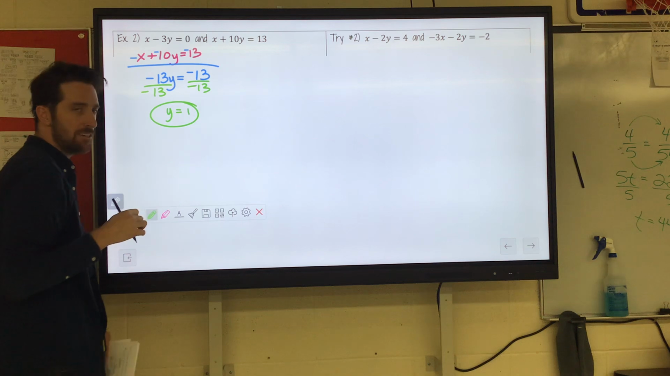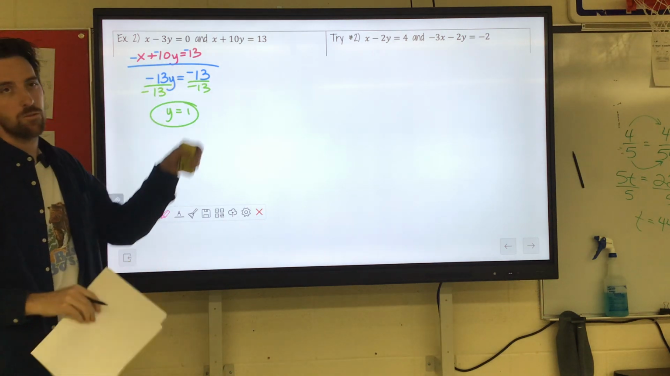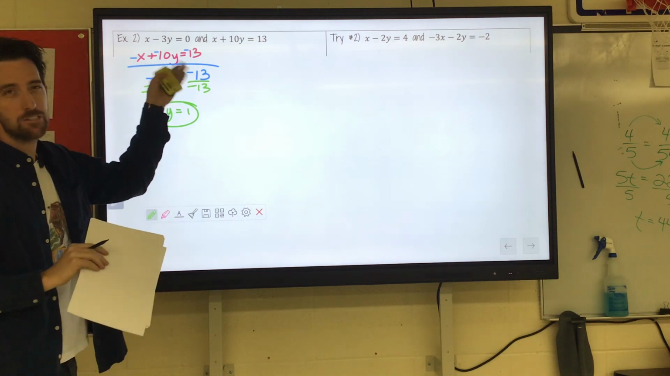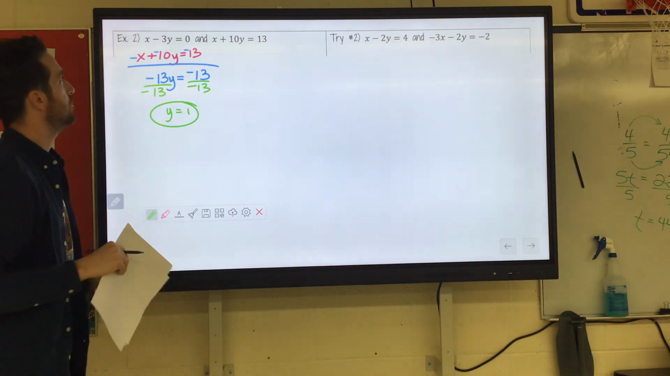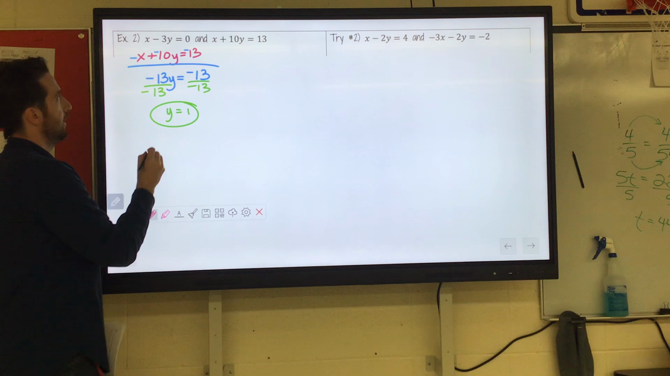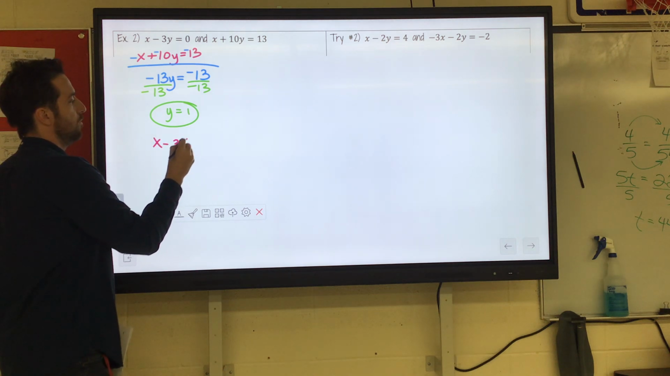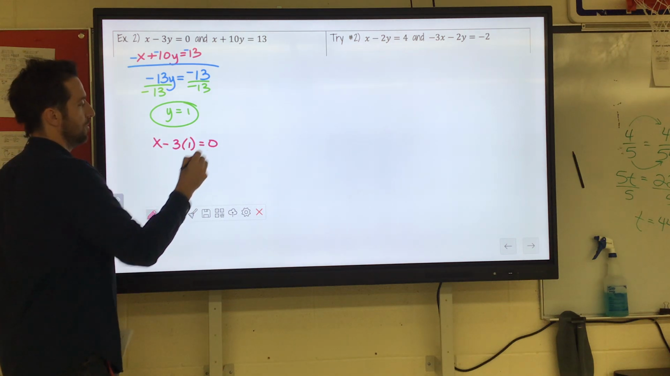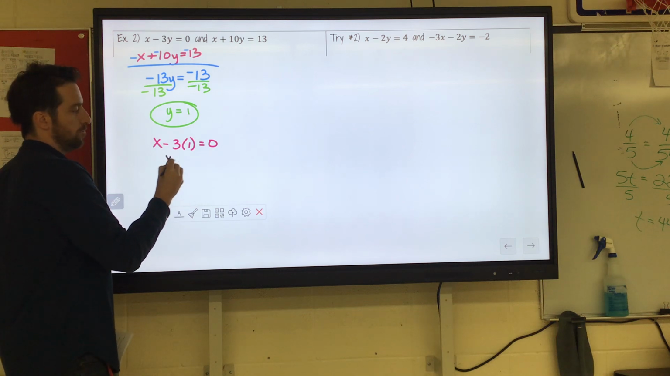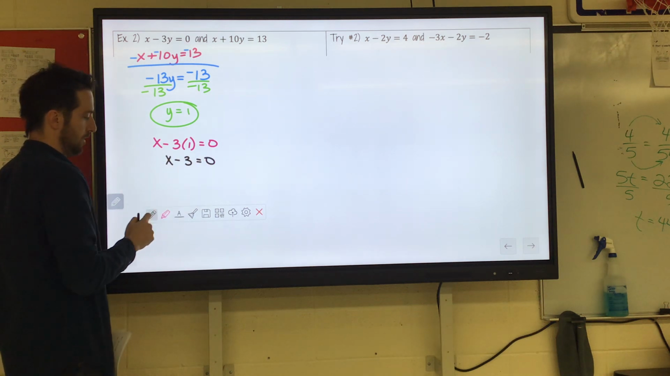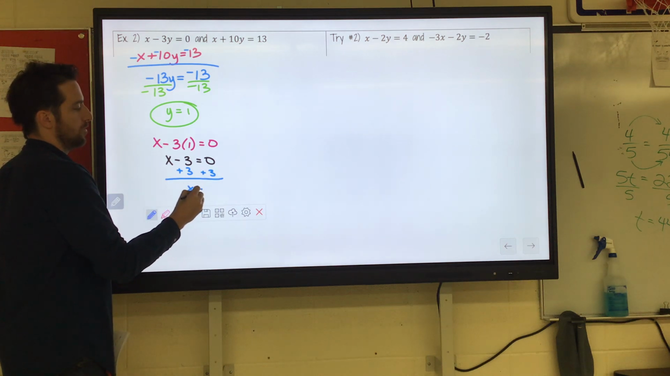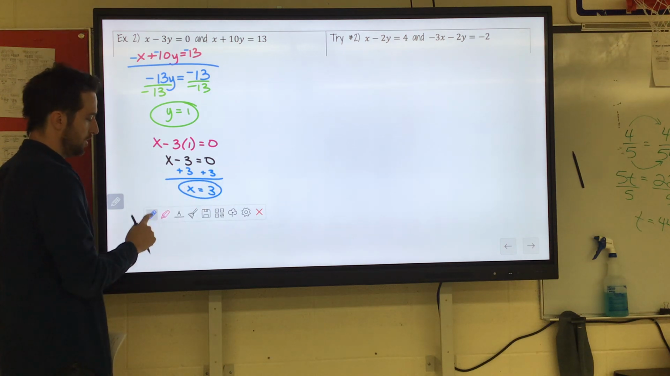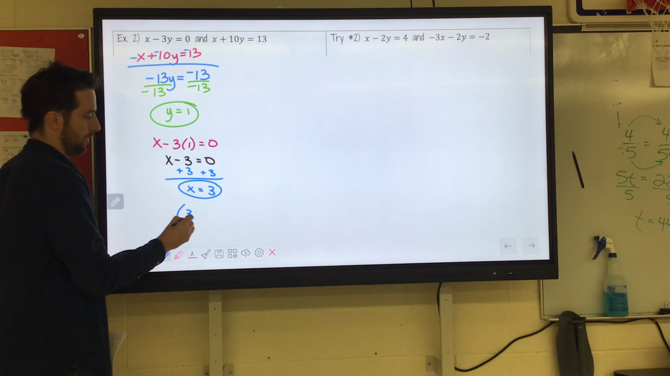We still need x. You can use the two original ones. You could even use the one that we changed to make everything the opposite. I'm going to go with that first equation. x minus 3y, 3 times 1, equals 0. So that would give us x minus 3 equals 0. And you add 3 to both sides. x equals 3. So our coordinate would be 3, 1.